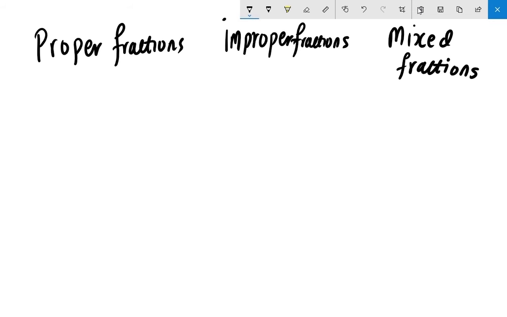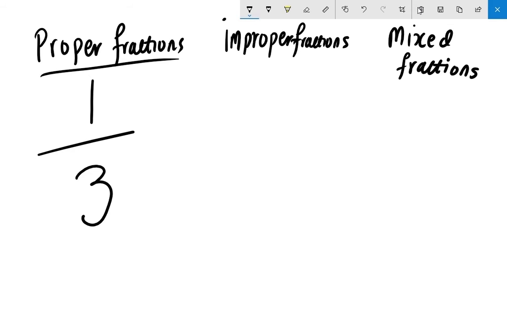In the proper fraction, the numerator is smaller than the denominator. You see, the numerator, this one on top, number 1, is lower than the denominator, this one, number 3. This is why I call it a proper fraction. For improper fraction, the numerator, let's take for instance 4, is higher than the denominator, let's take for instance 3. This is an improper fraction because it's not proper. The numerator is higher than the denominator.